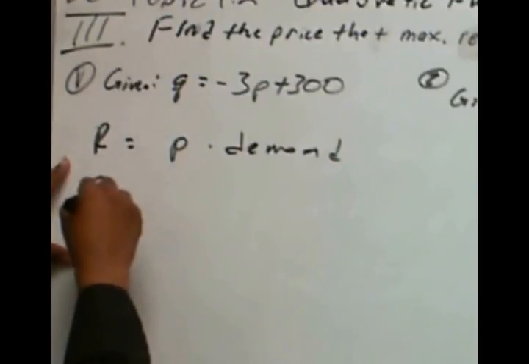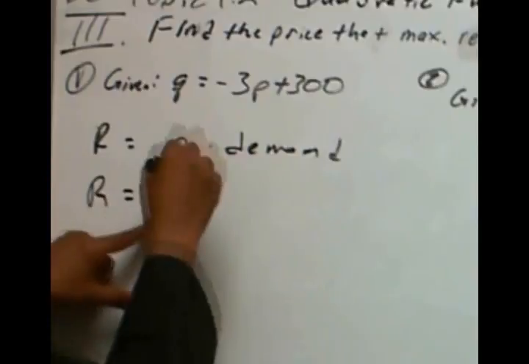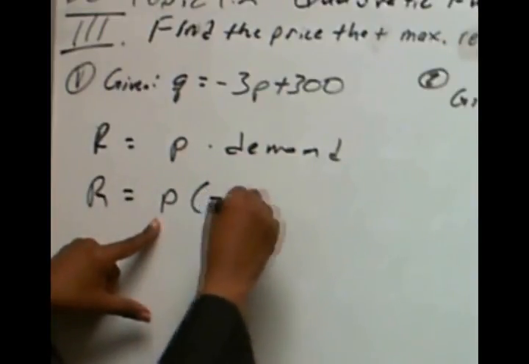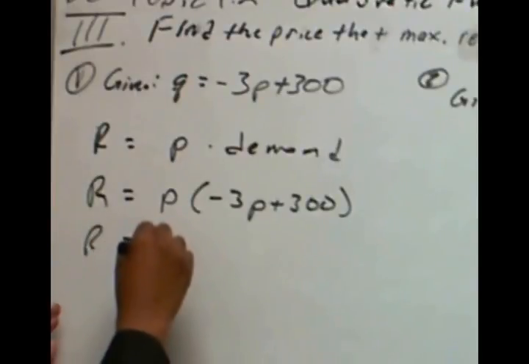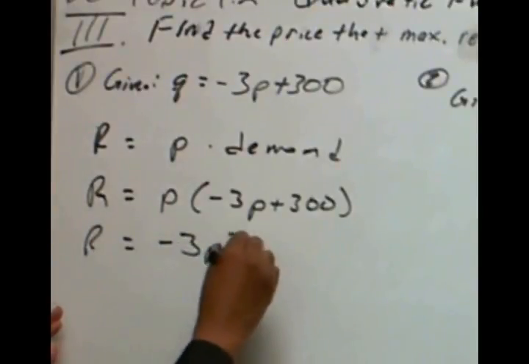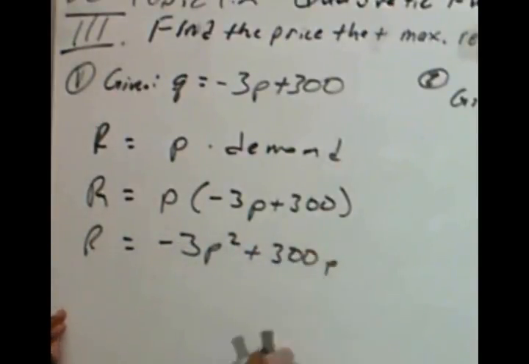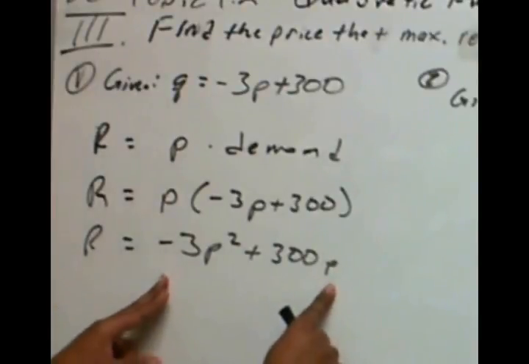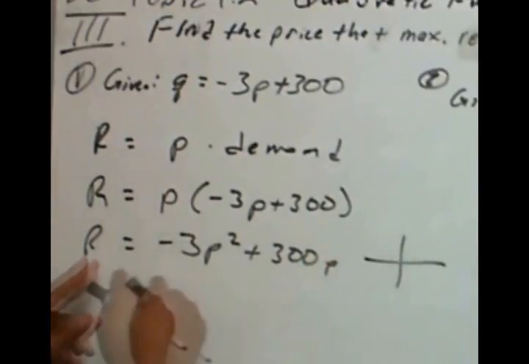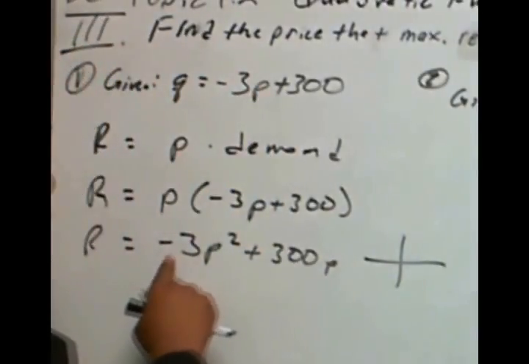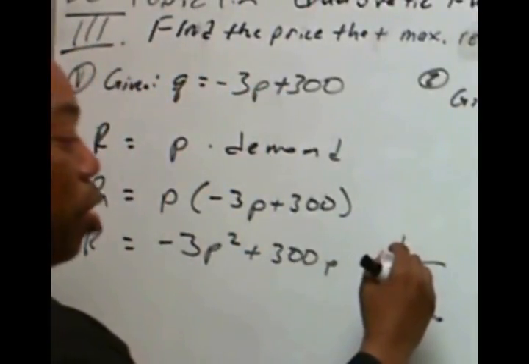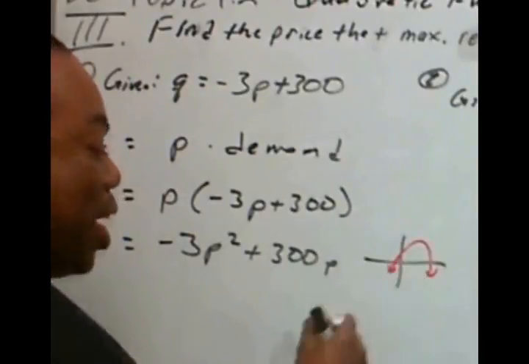So this will be revenue equals P times the demand function, which is negative 3P plus 300. So the revenue function is negative 3P squared plus 300P. What I have here now is a quadratic. And a revenue that's a quadratic means that when you graph it, because of this negative coefficient here on the P squared, we'll have a max.